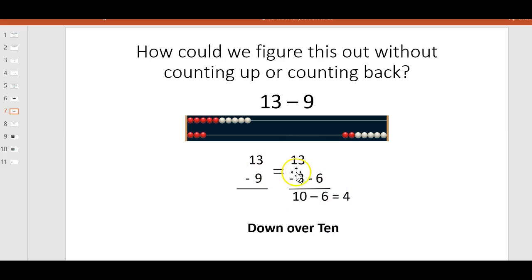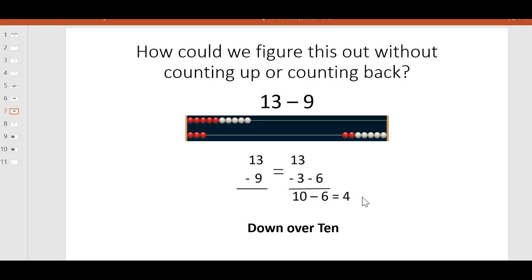abstractly written, you can see that we've left the 13 alone, but then we've broken apart the subtrahend. We've left the minuend alone, and we've broken apart the subtrahend into 3 and 6, and we're taking away the 3 first to make our 10, and then we're subtracting the rest of the 9 to get our final answer of 4. So now we've got 3 strategies: relating subtraction to addition, take from 10, and then down over 10.